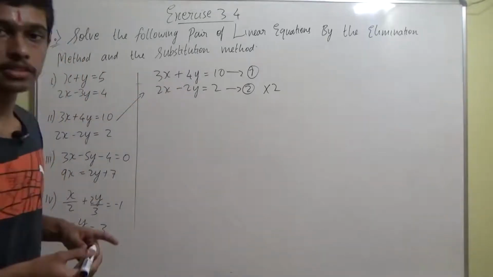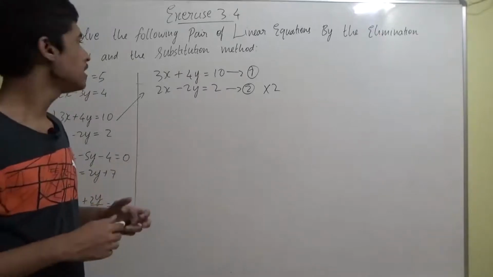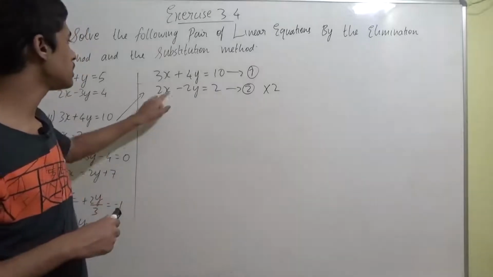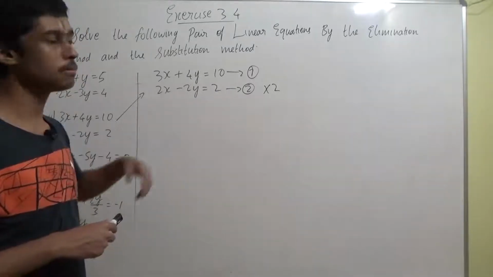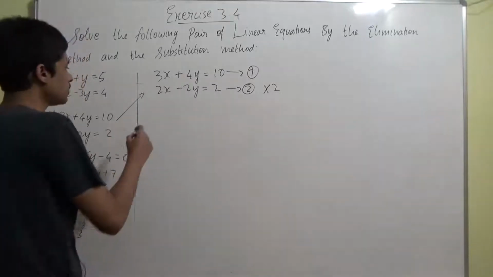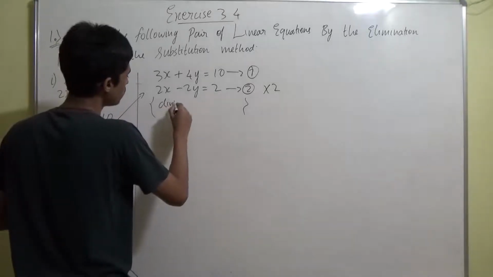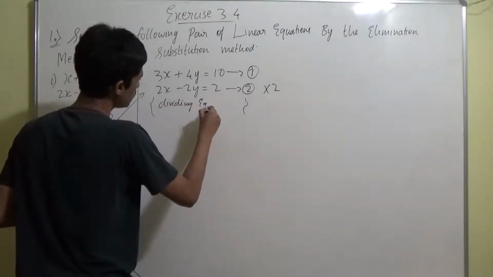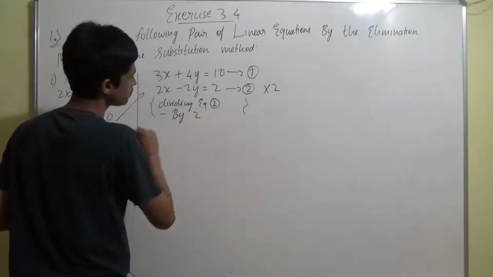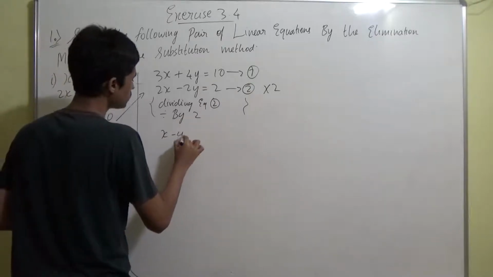If all the terms in the equation are divisible by a common number, then you can divide all the terms by that common number. If you see here, all the three terms are divisible by 2. So first what I'll do, equation 2 I'll divide by 2. This you should write out if you're doing an exam: dividing equation 2 by 2. Getting it? Now if you divide equation 2 by 2, you will get x minus y equal to 1.